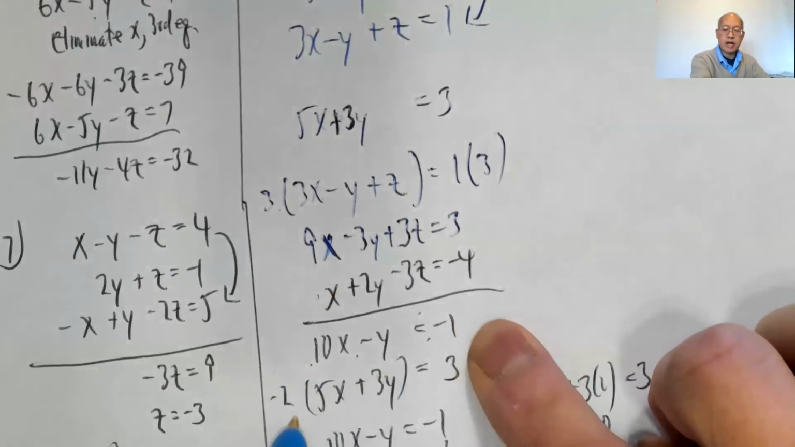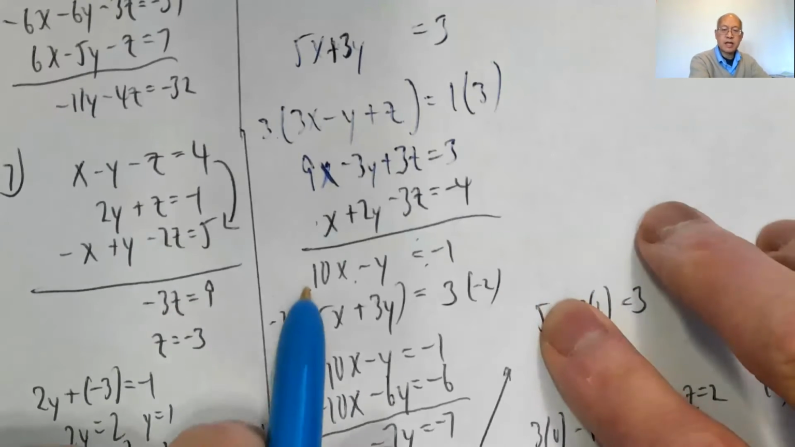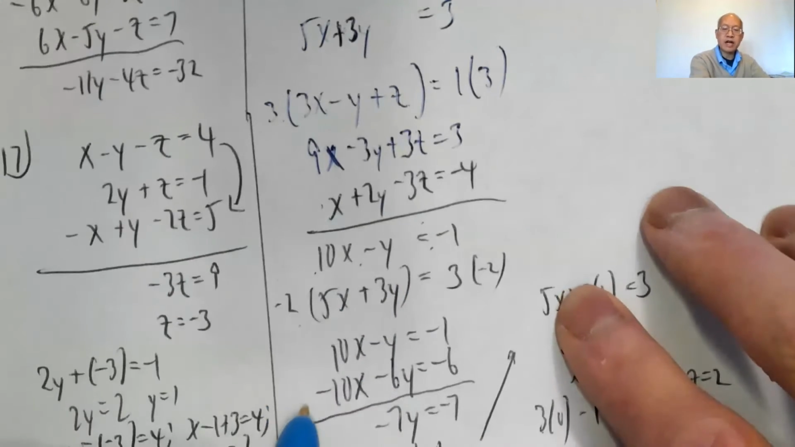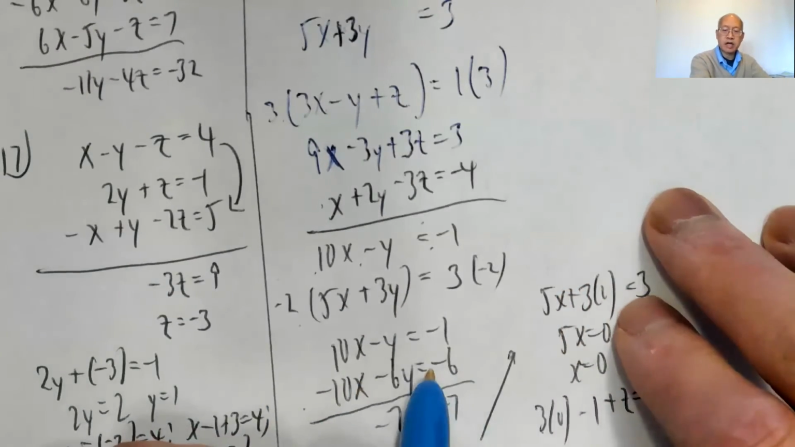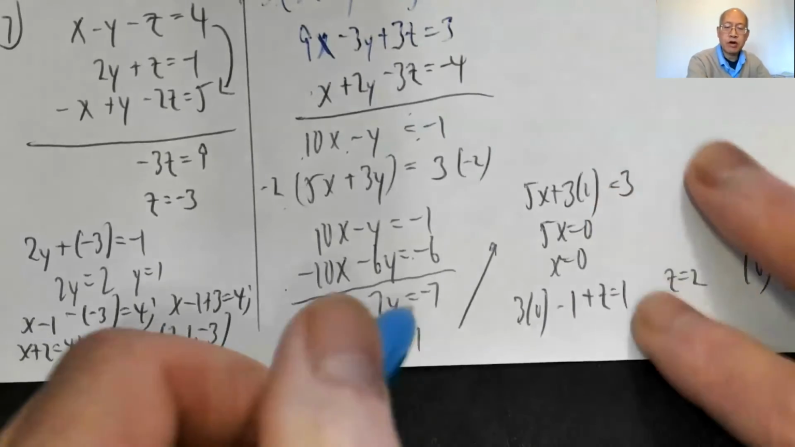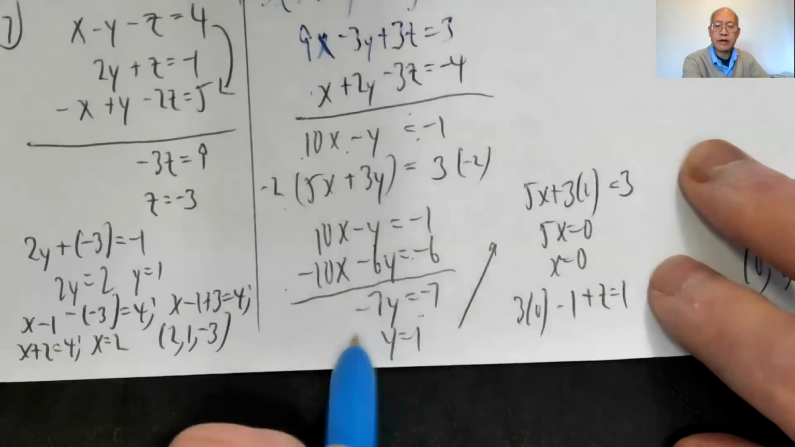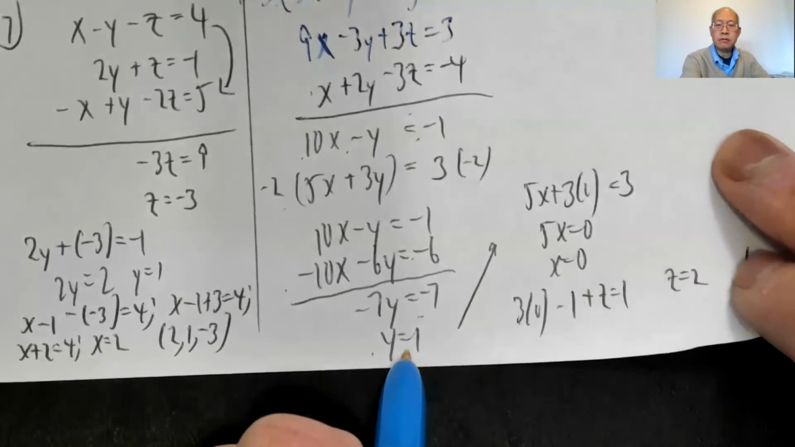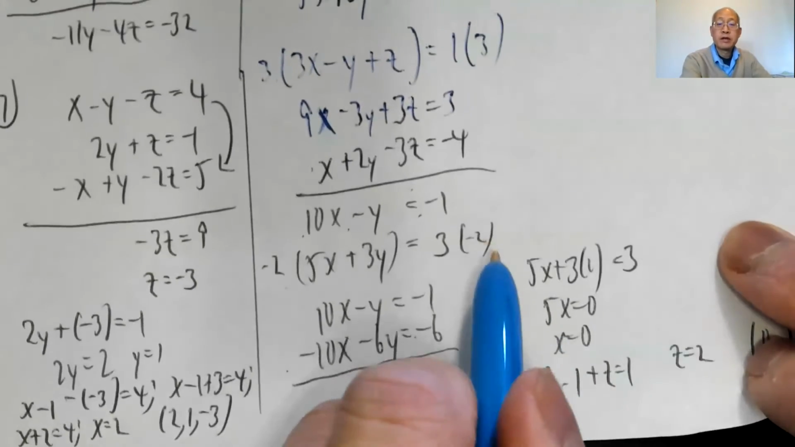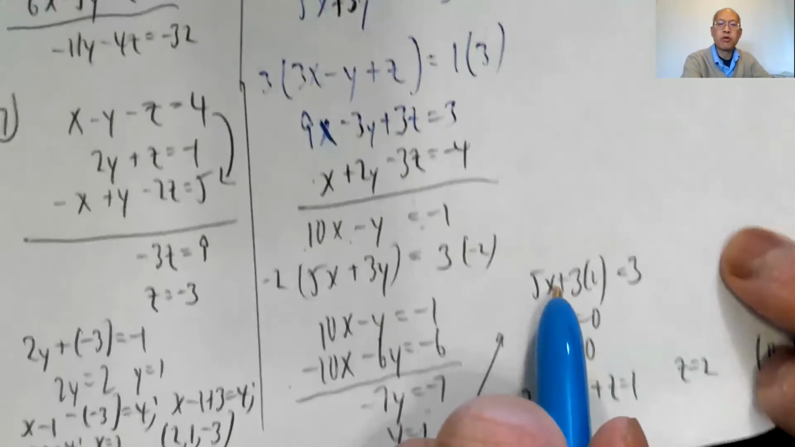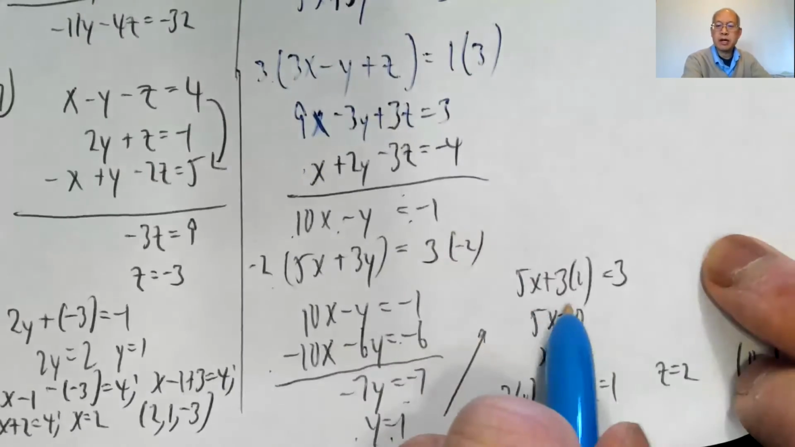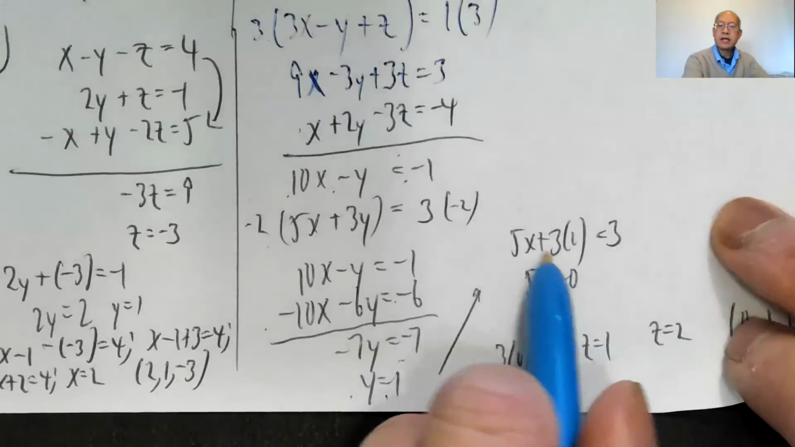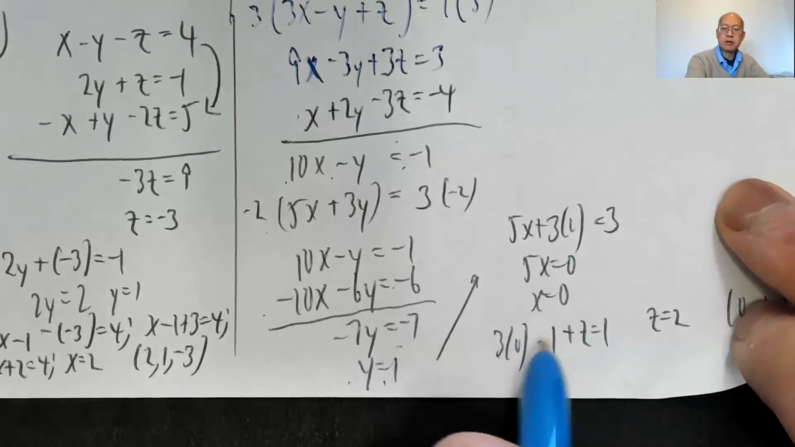Multiply this equation by negative 2. That'll give me 10x minus y equals negative 1. And negative 10x minus 6y equals negative 6. Add them up. Negative 7y equals negative 7. Divide by negative 7, y is 1. Plug back in. See, I have 5x plus 3y equals 3. Plug in 1 here. That gives me 5x equals 0, x equals 0.